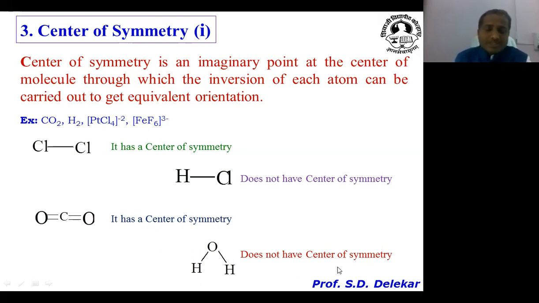Then if you consider the example of the ortho disubstituted, meaning ortho dichlorobenzene molecule or meta dichlorobenzene molecule, these molecules do not have the center of inversion. But if you go for its para isomer, the para dichlorobenzene molecule possesses the center of inversion. So these are a few molecules that have the center of inversion.